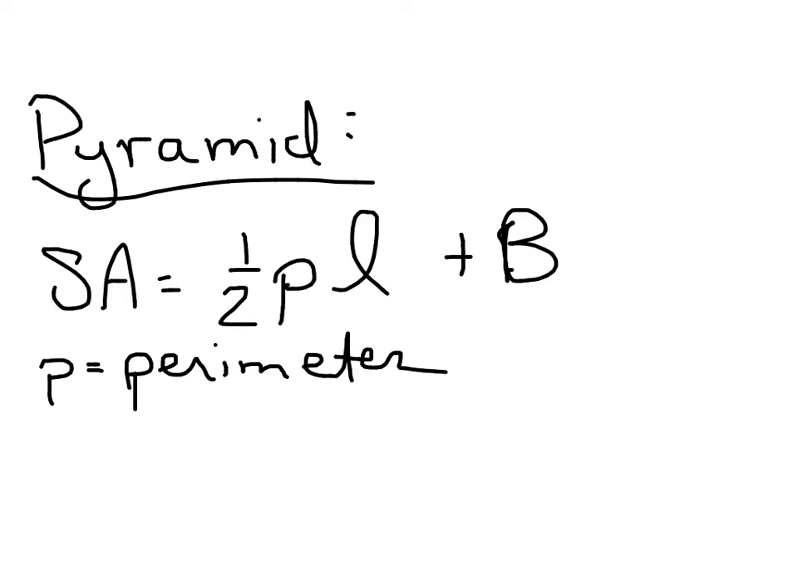So for example, if you were in Vegas and had time to kill, and you were down at the Luxor Hotel and thought, you know what, I'm going to walk around the outside of it, that's what you'd be doing: finding the perimeter of it, just walking around the outside. The L does not mean length. The L is what we call the slant height.